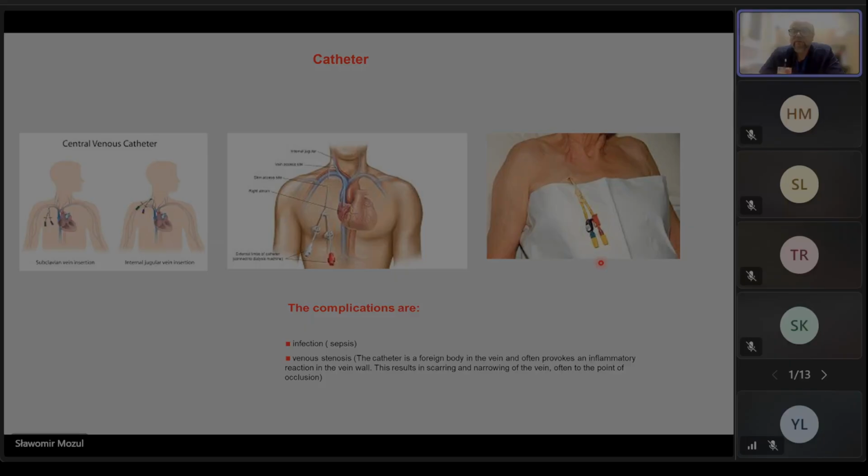Because infection is still a frequent problem. Complications of having catheters are infections, sepsis, and venous stenosis, because this catheter is a foreign body in the vein, and this foreign body provokes an inflammatory reaction in the vein wall. This results in scarring and narrowing of the vein, often to the point of occlusion.